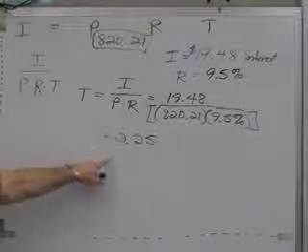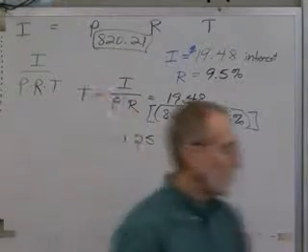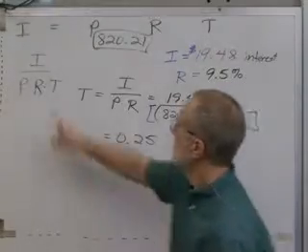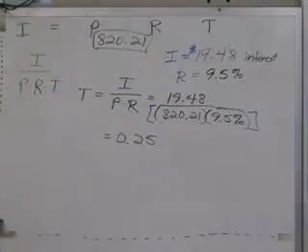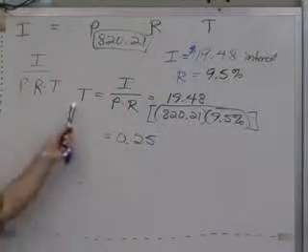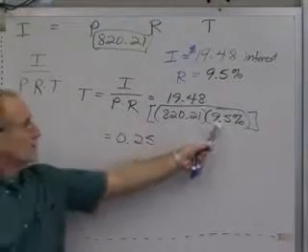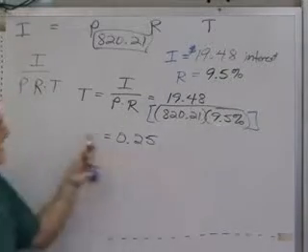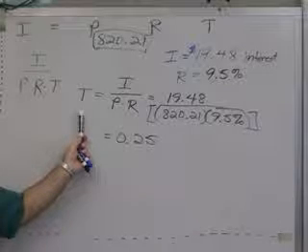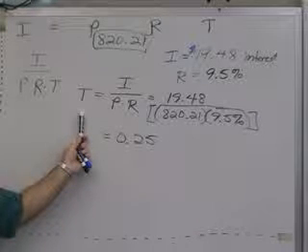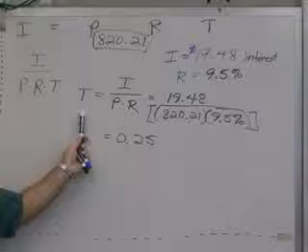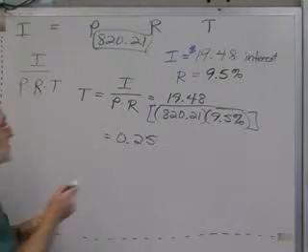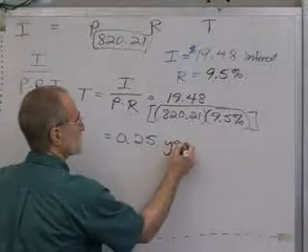Let's talk about what this means. What are we looking for? Which letter? We're solving for time. This rate is an annual rate, so time is always in what units? Years. Time is always in years, right? So this is 0.25 years.